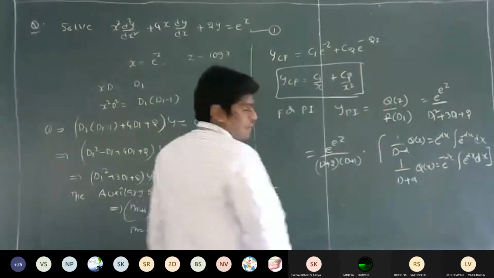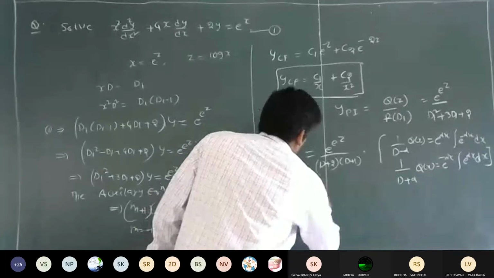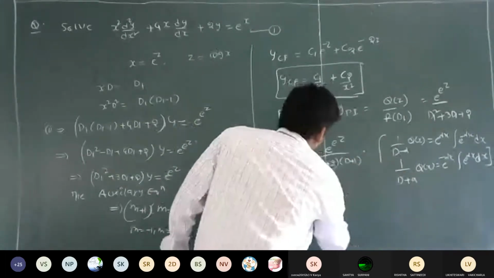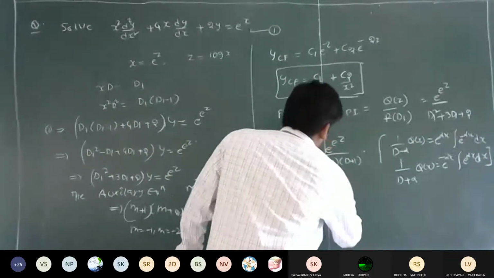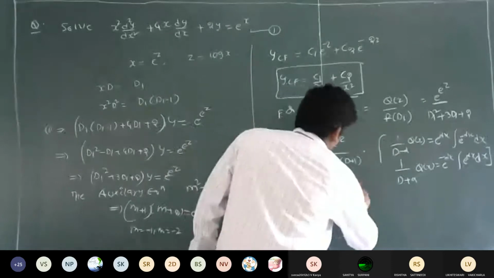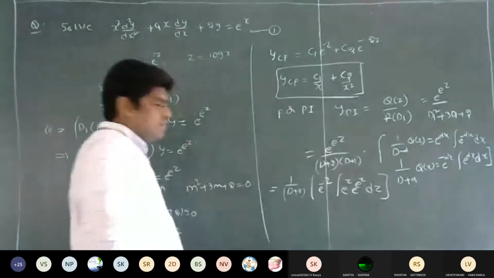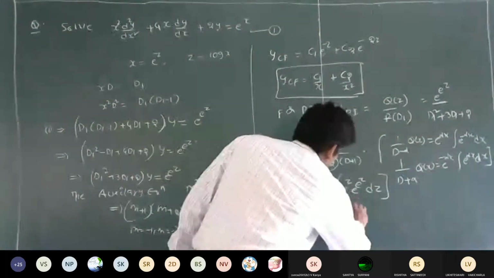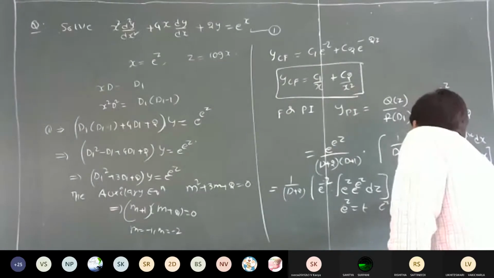So first we have to apply this for one factor, that is 1 by D plus 2. Here alpha is 1. So by using this formula, it becomes e power minus z integral e power z into e power z dz. So what is the next step? Let us take e power z is equal to t. Next, e power z into dz is equal to dt.